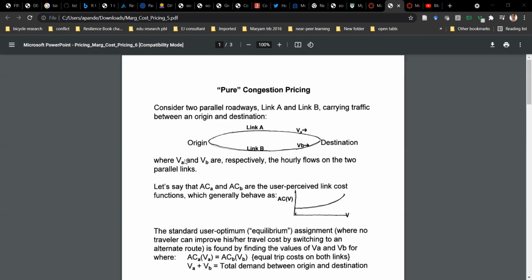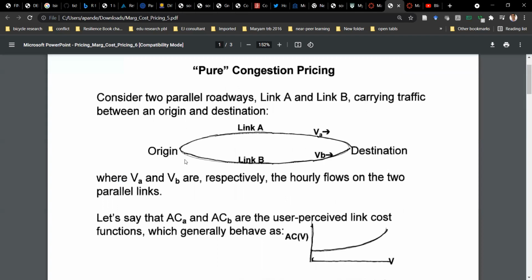VA and VB is the demand on each link, and you could have different demands. Okay, so it's not like you have a fixed demand. VA and VB just represent how many people are using link A or link B, how many people are using it at any given time, and that could change. Okay. And this is hourly demand. VA and VB is the hourly demand.